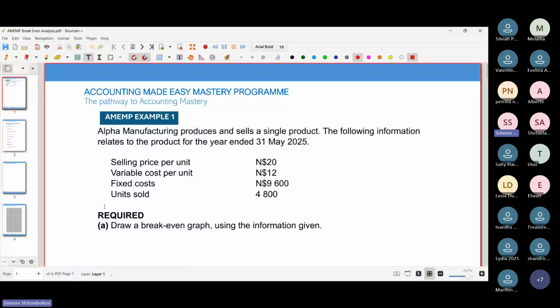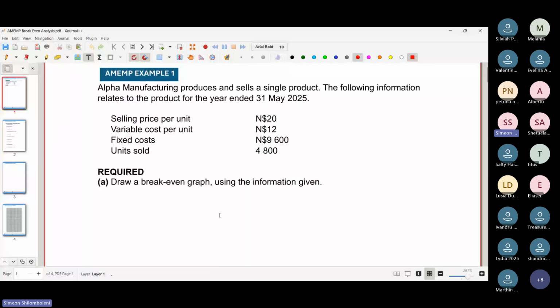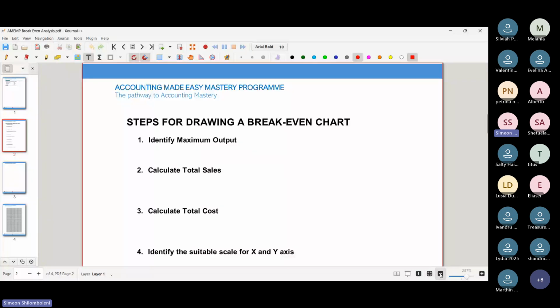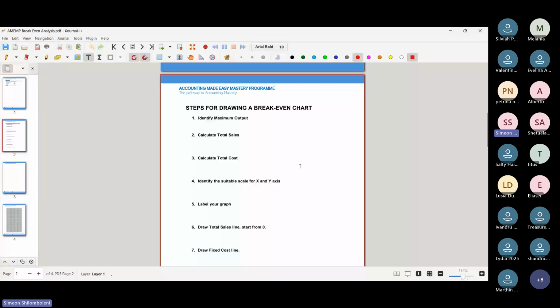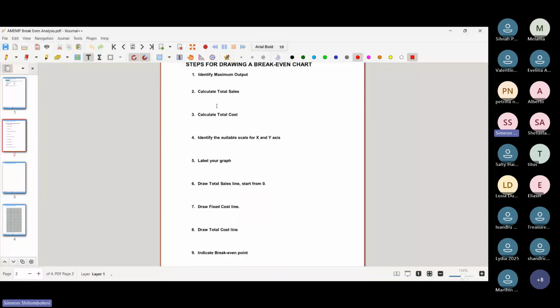The selling price is given, the variable cost is given, the fixed cost and the unit cost. And then the question will say, draw a break-even graph using the information given. Now, when you are drawing a break-even graph, this is the most important thing. You need to know how much is your maximum output in that question.